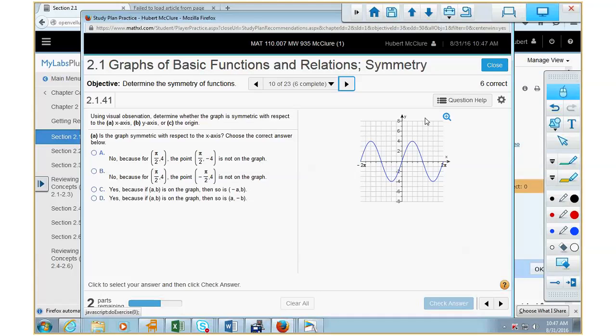Thank you. So the sine curve is odd, and the cosine is even.